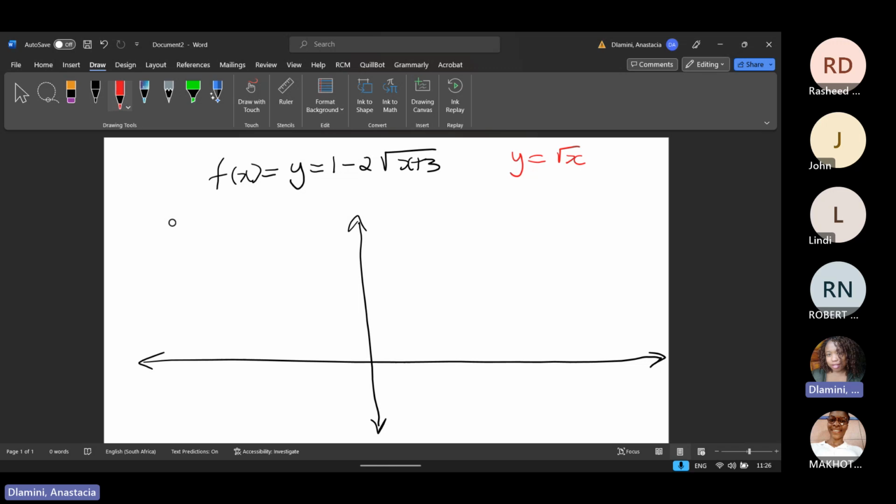So we know that y = square root of x is a function like this. It's a graph like this. So they said label it. So this will be y = square root of x.